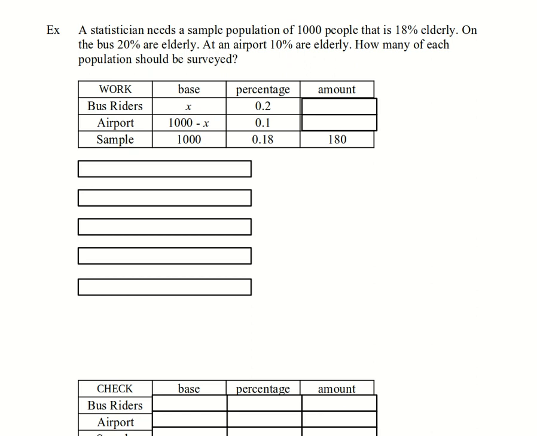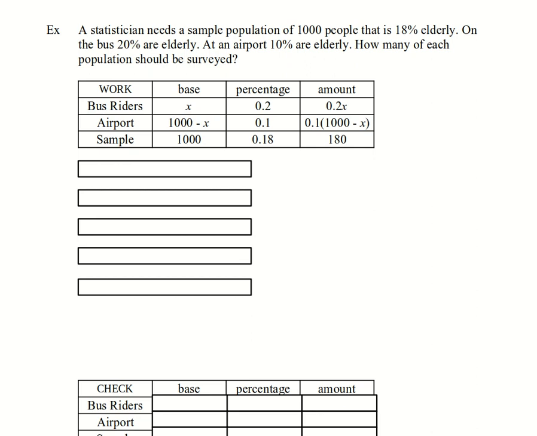So let's look at that bus riders row. It says that the base is x and the percentage is 20%. Well, that's 20% of x, 0.2 times x. And similarly for the airport row, 10% of that base of 1,000 minus x.